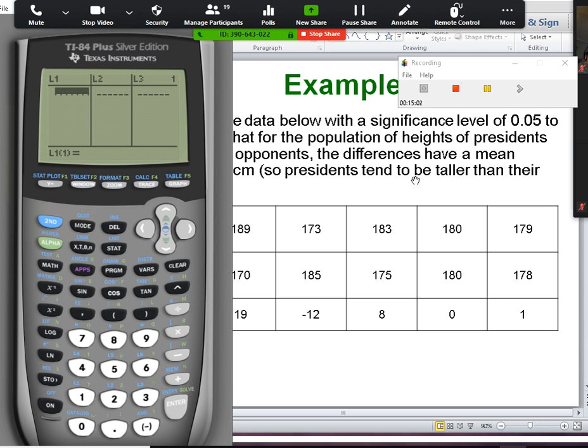19, negative 12. Remember negative, you have to use this little negative down here next to the enter sign. You can't use the subtract, the minus sign, you gotta use this one here. Negative 12, enter, 8, 0, 1. Okay, let me know when you all have that in your TI calculator.